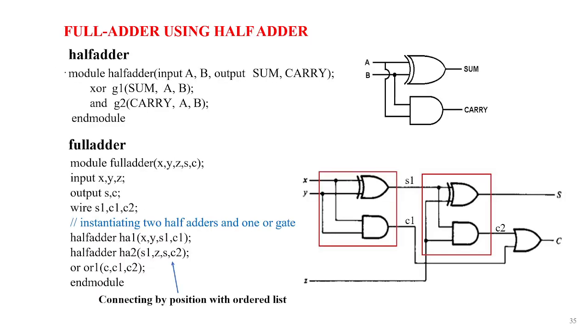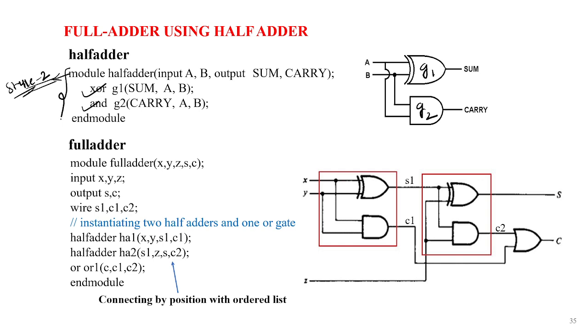This is style 2. Style 2 means whatever the inputs and outputs are, you declare them within the bracket itself. See here, module half adder. Mostly you follow style 2 only. So module half adder, input A comma B, output sum comma carry. I am using gate level modeling only. So this is G1 and this is G2. XOR G1 sum comma A comma B, output followed by input. Next, AND G2 carry comma A comma B, and end module.